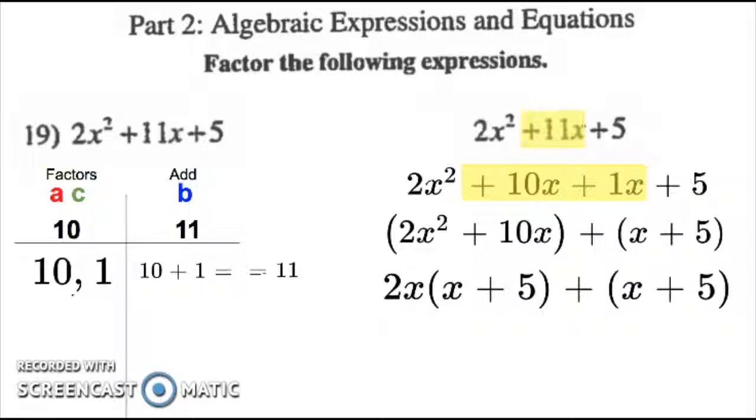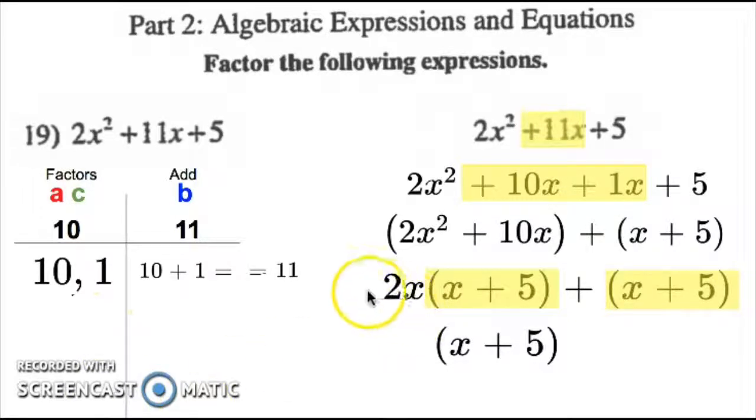So my GCF is x plus 5, which if I take that out of both, I'll have the x plus 5 out. And if I take x plus 5 out of the first one, I have 2x. Take it out of the second one, I just have 1. So my answer for number 19 is just going to be x plus 5 times 2x plus 1.